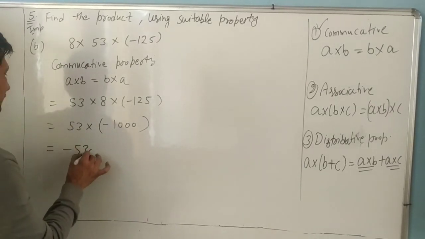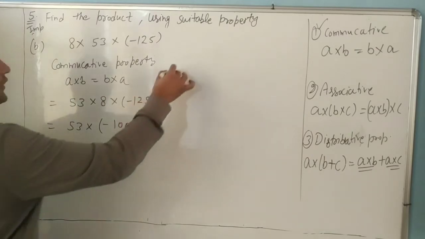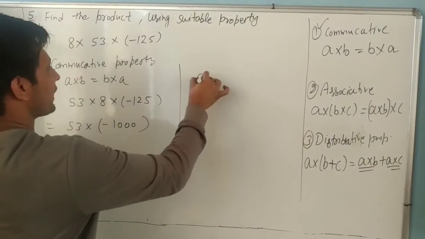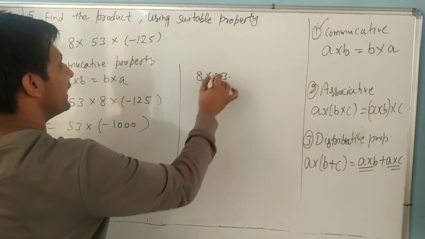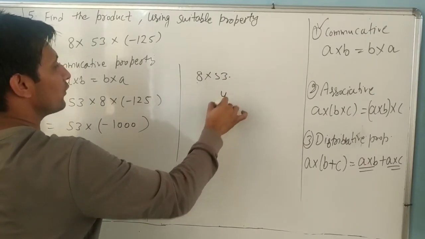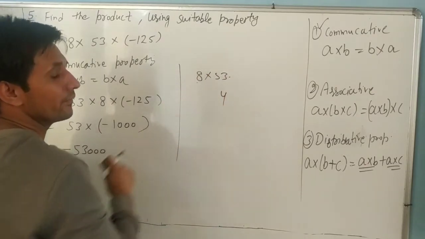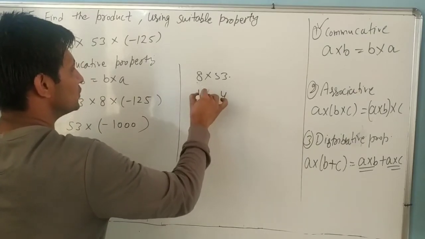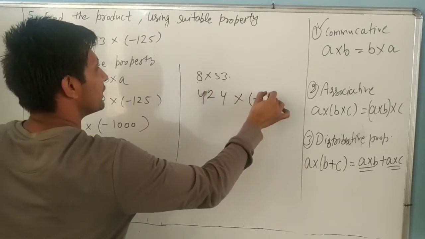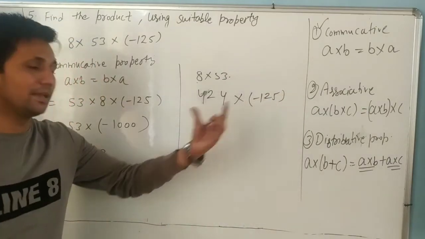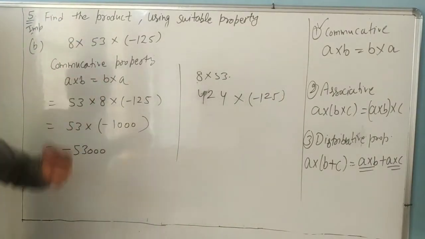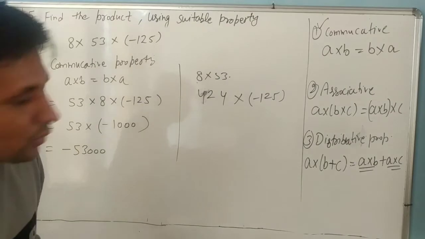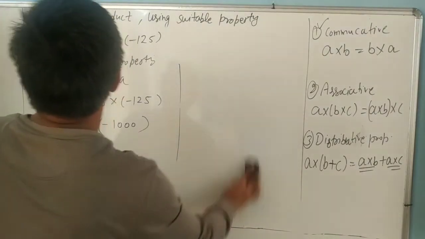So 53000. We did not use the associative property because 8 into 53 we will write 8 into 5, 8 into 3, 24, 8 into 5, 40, 40 plus 2, 42, and it is a very lengthy process to multiply. So that's why we multiply by 8 first. Okay, note down it dear now. Next part.